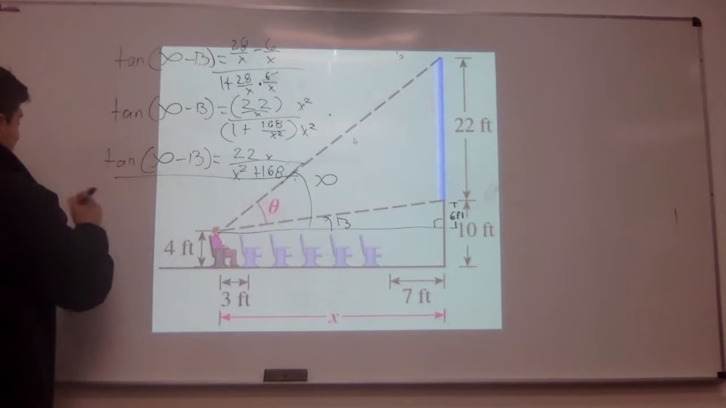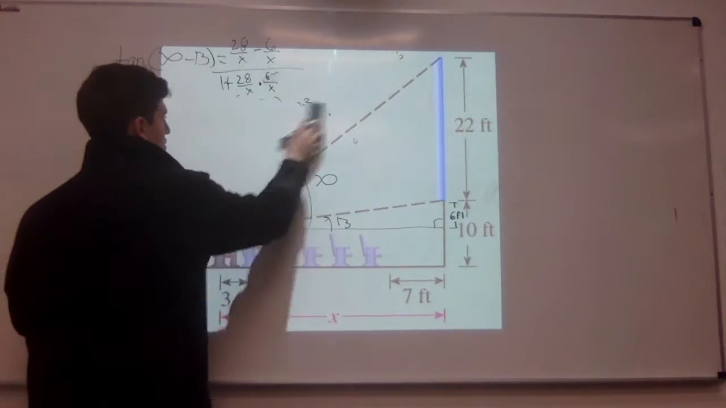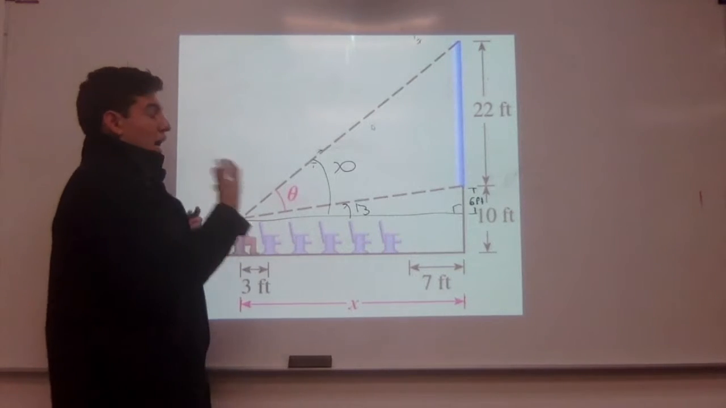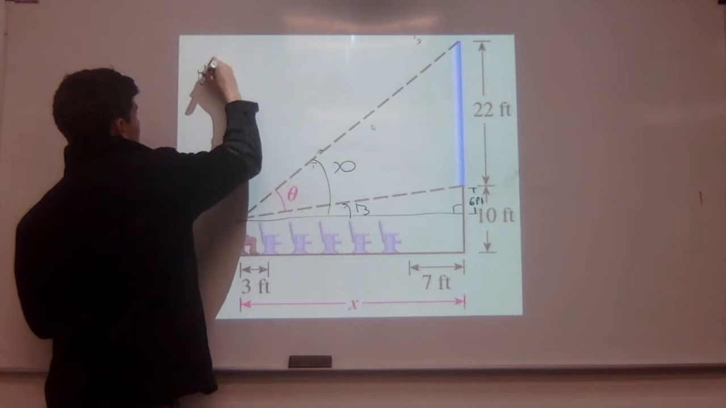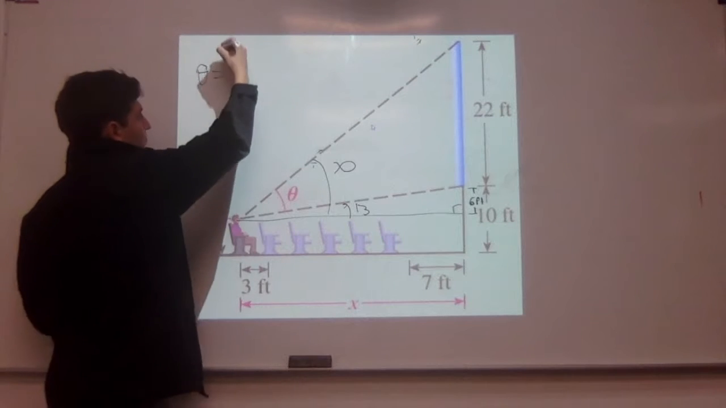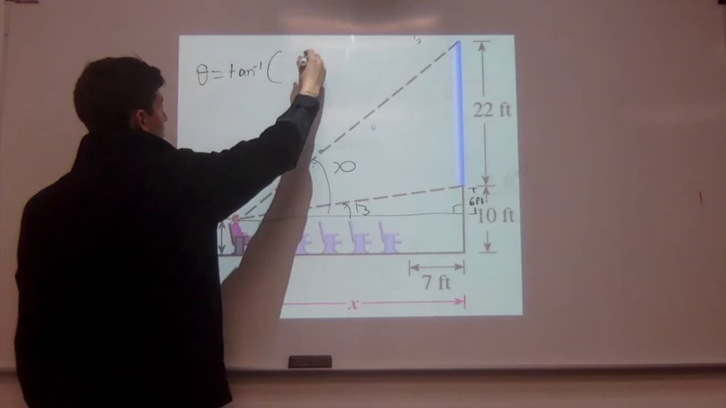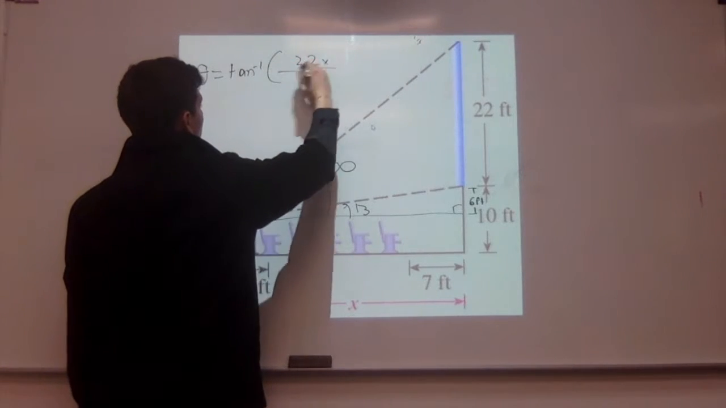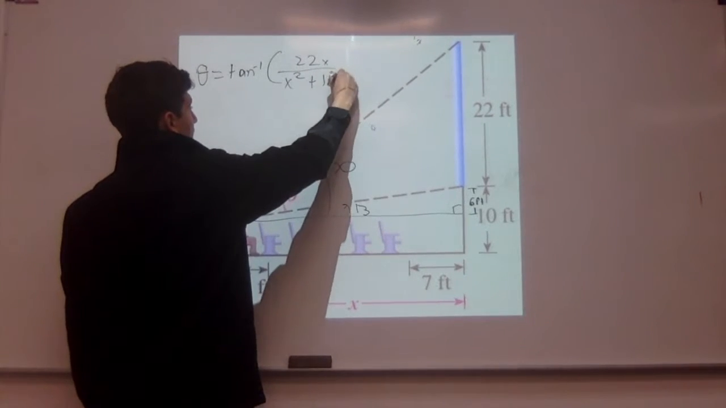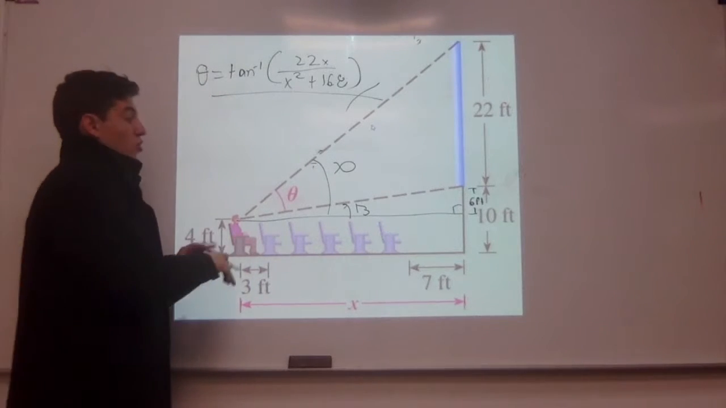Only taking the arctan. In this case, we have the final formula. With the last demonstration, if we apply arctan to calculate theta, we can say theta, the angle we are interested in, is equal to arctangent of 22x over x squared plus 168. This is the final formula, and this gives us the value of theta.